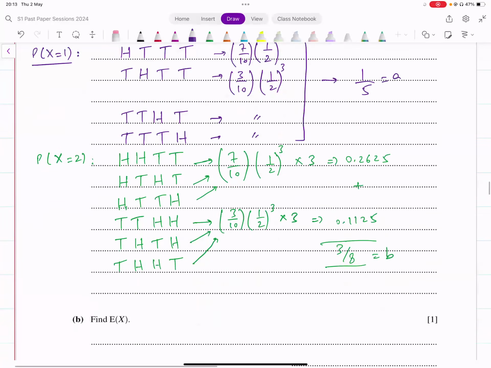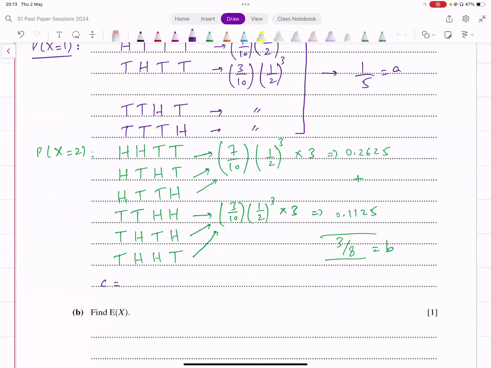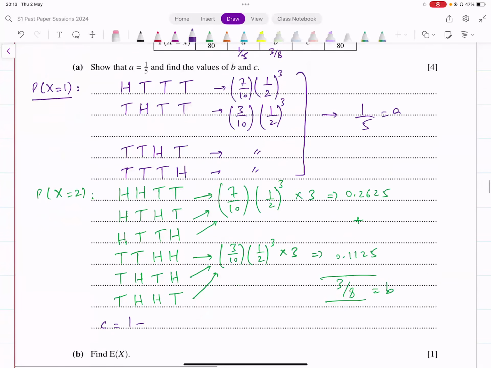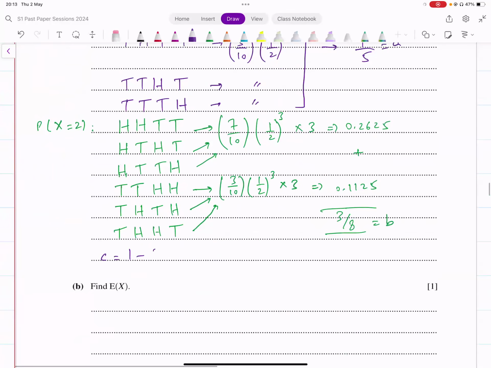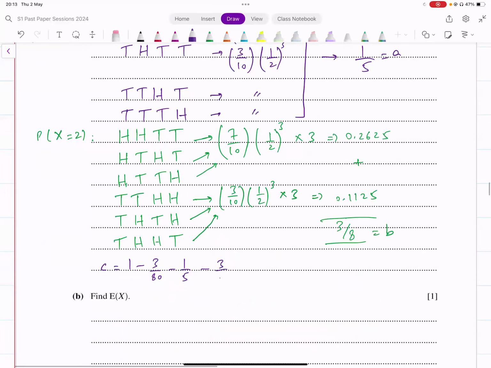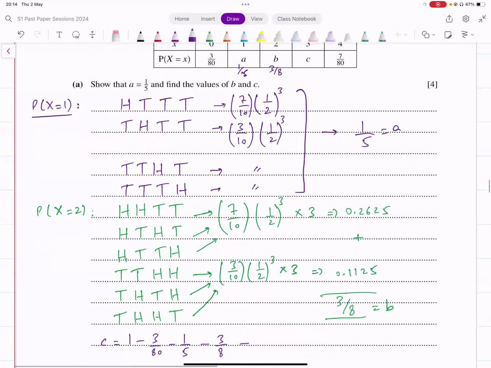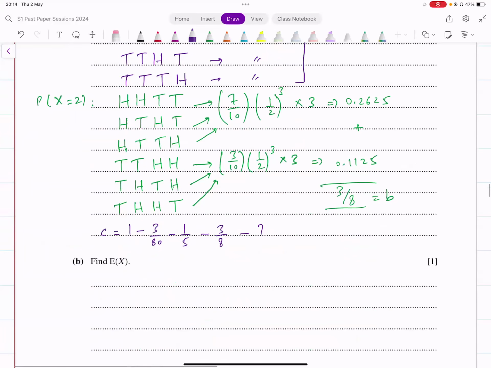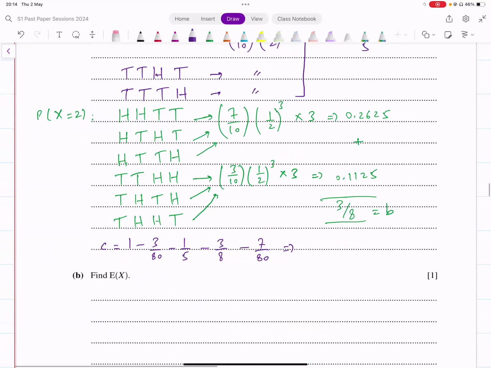C can now be found like this. We can say C equals 1 minus 3/80, that's the probability of 0, minus 1/5, the probability of x equals 1, and then 3/8, the probability of x equals 2, and 7/80. And that will give you the value for C. Or you can do it directly as well if you want. You can make 4 cases for that as well, and you get the result for that.